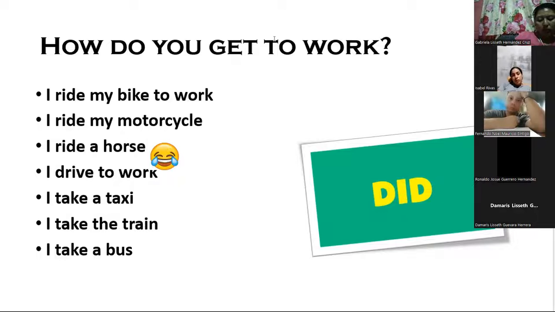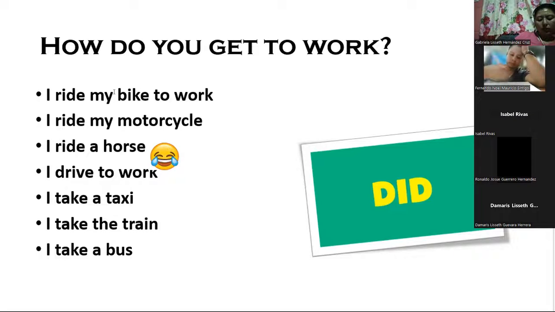Como para un momento específico, ¿verdad? How did you get to work? ¿Cómo llegaste aquí al trabajo, ¿verdad? How do you get to work? I take a couple of white teacher. Okay. So, how did you get to work?